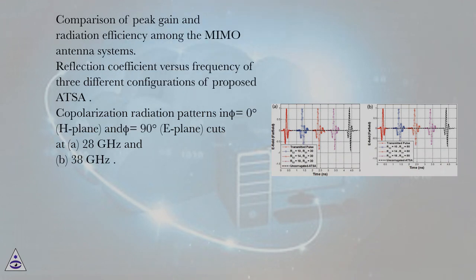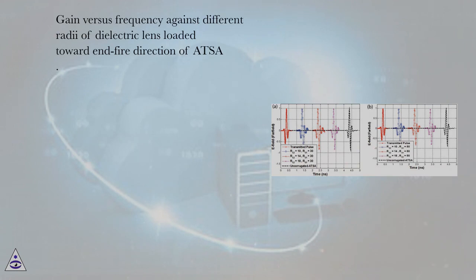Comparison of peak gain and radiation efficiency among the MIMO antenna systems. Reflection coefficient versus frequency of three different configurations of proposed ATSA. Copolarization radiation patterns in phi equals 0 degrees, H plane, and phi equals 90 degrees, E plane, cuts at, A, 28 GHz and, B, 38 GHz. Gain versus frequency against different radii of dielectric lens loaded toward end-fire direction of ATSA.